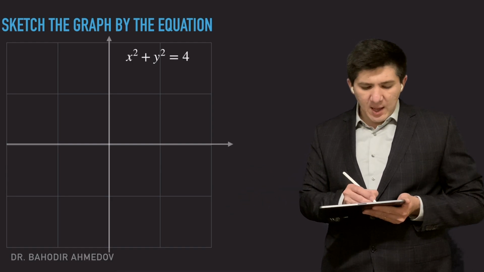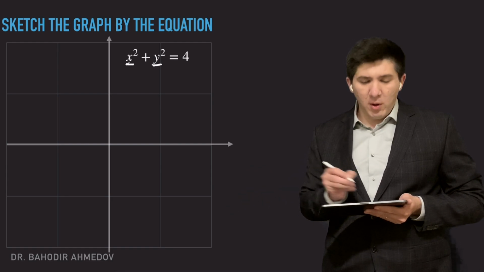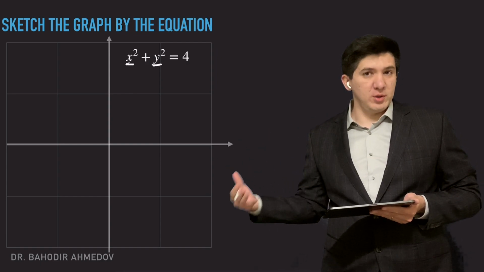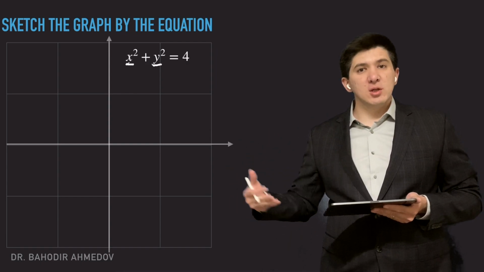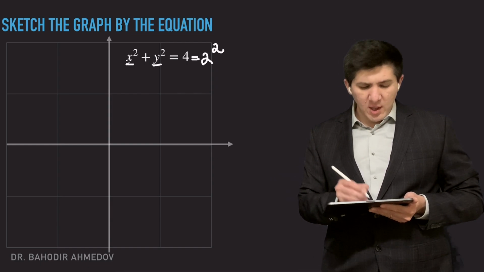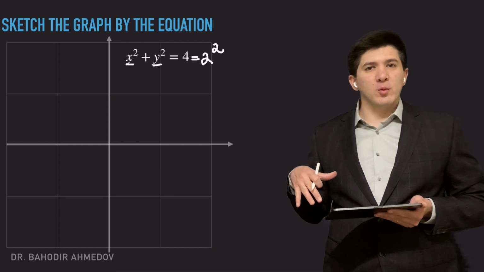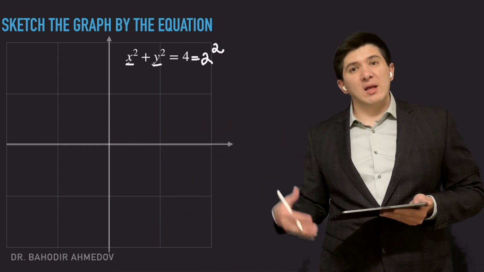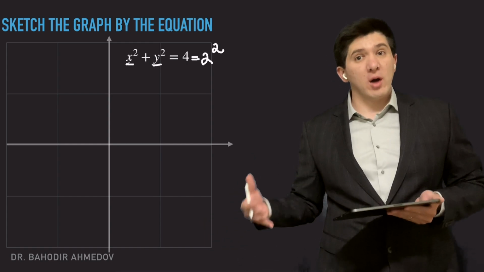It tells you that the distance between the two points, the point with the coordinates x and y, and the origin is equal to 2 squared. Essentially, this 4 can be written as 2 squared. And if you remember, the equation of a circle with the center at the origin has that constant on the right-hand side, which represents the square of the radius, right?